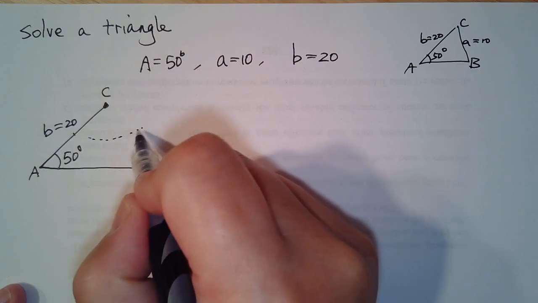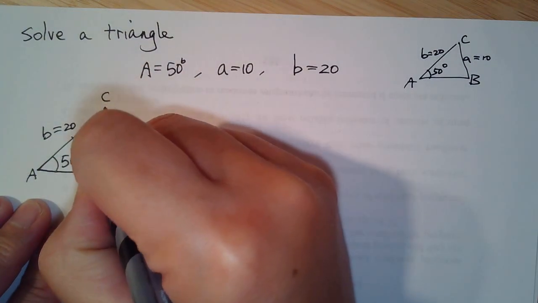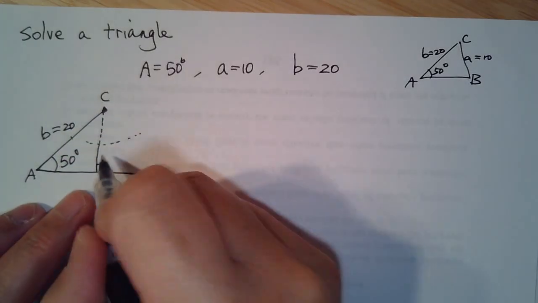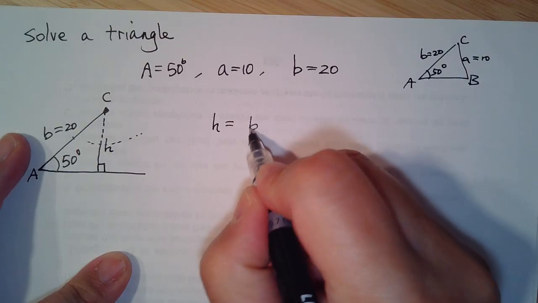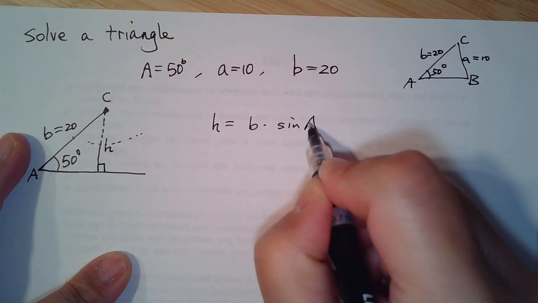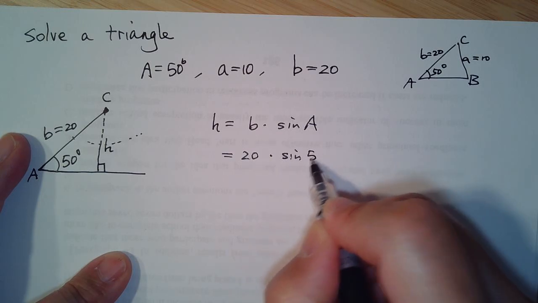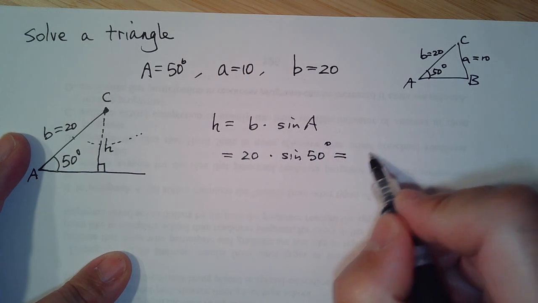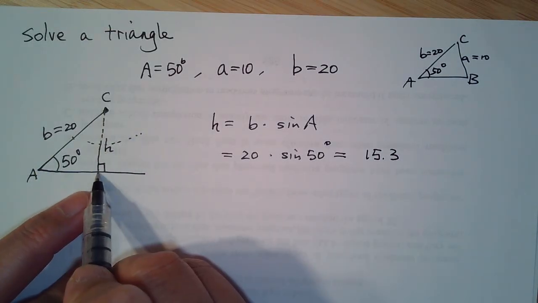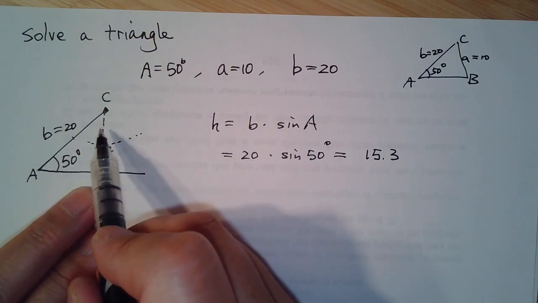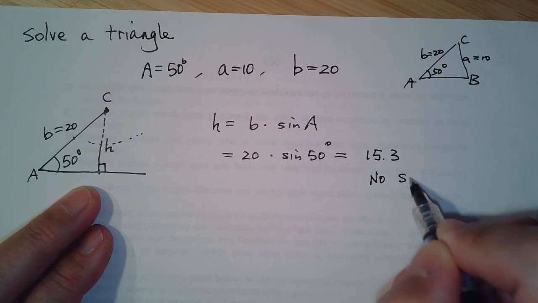So what do you think? It doesn't look like it's going to touch that. So let's see. If you draw a vertical line here, this is the height h. My h equals b times sine A, which is 20 times sine 50, and that is 15.3. So from here to here is 15.3. But if your side a is only 10, it won't be able to touch it. Therefore, there's no solution.